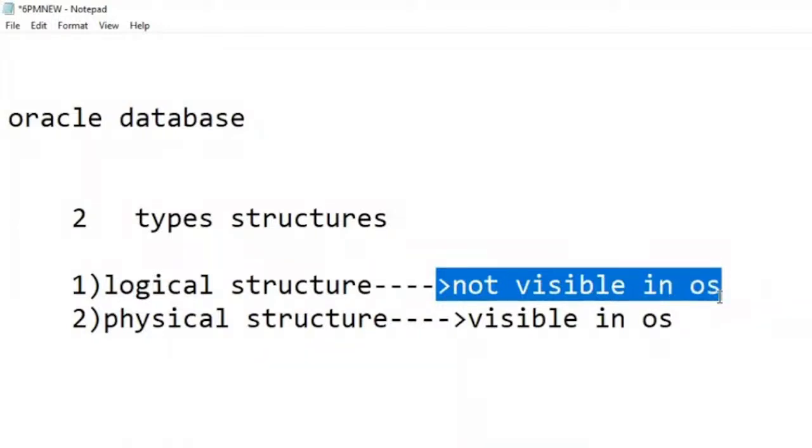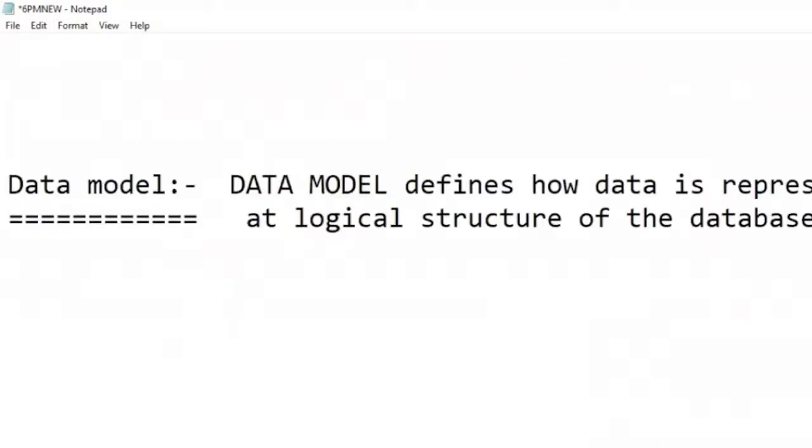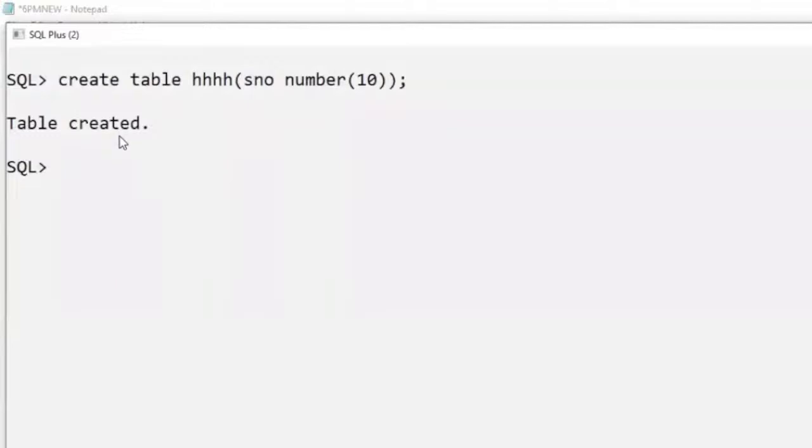Or maybe you are creating a table. That is not visible in the operating system, but that structure is visible in a database or not. Very good. Now here in this database, how data is represented, that is specified in the format of what? Records only. But unfortunately, this collection of records is in matrix format only.